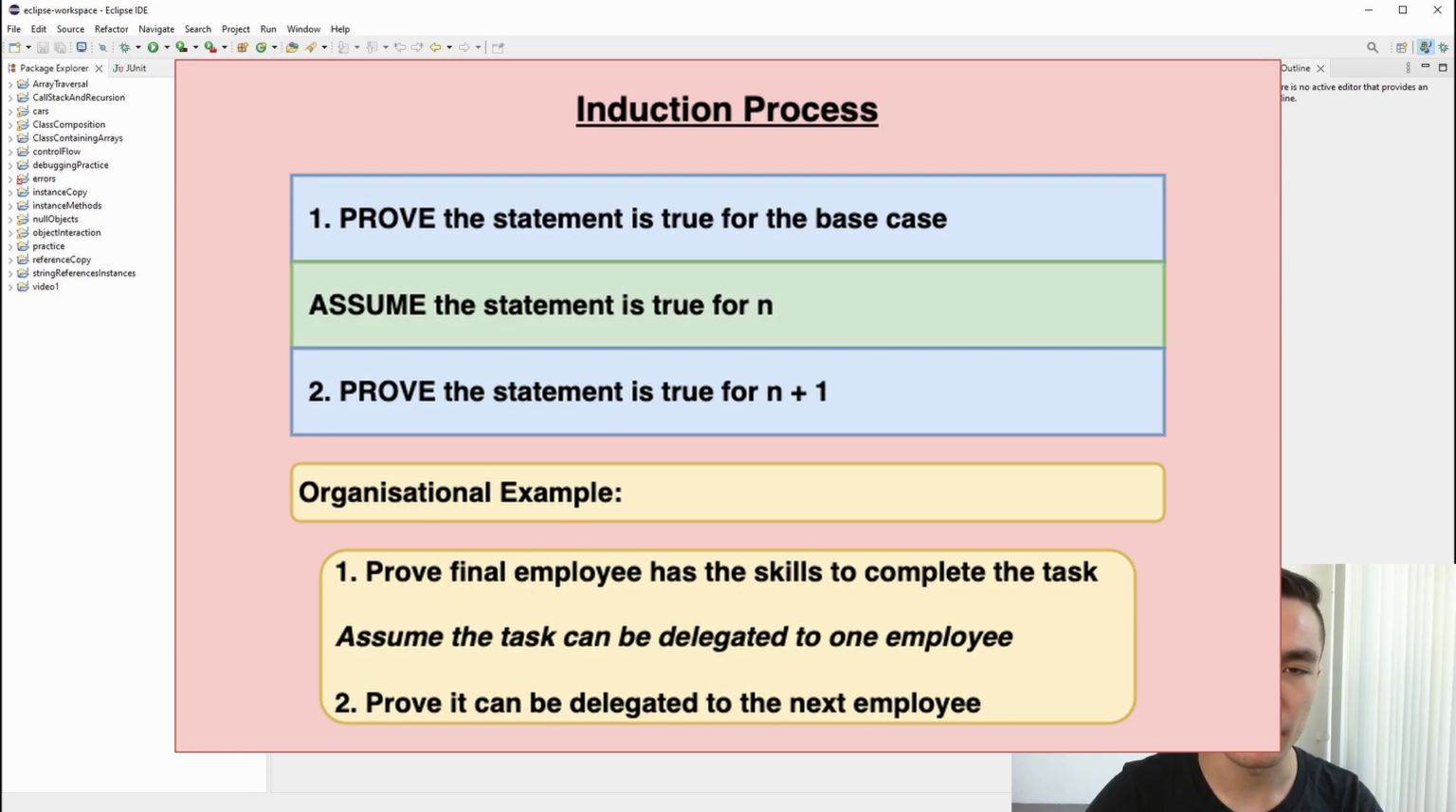Generally, to solve this mathematically, we would use algebra, but let's apply induction to our work delegation analogy. The base case would be to prove that the final employee has the skills and resources to complete their task directly. The inductive step would be the process of showing that if the task can be delegated successfully to one employee, it can also be delegated successfully to the next employee. Mathematical induction is beyond the scope of this course, but it is a very useful technique that you are likely to encounter in your studies.